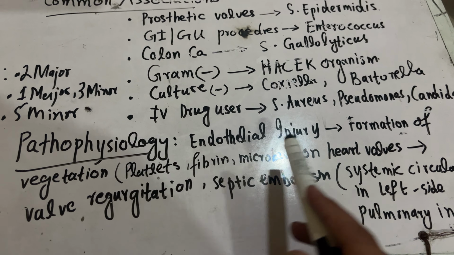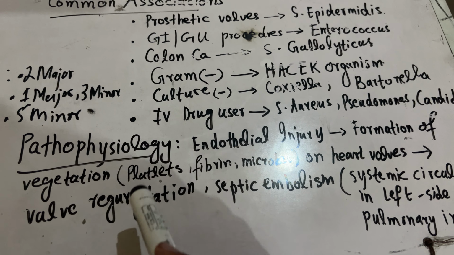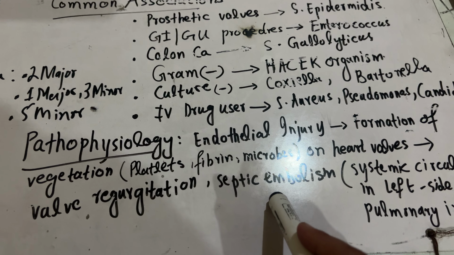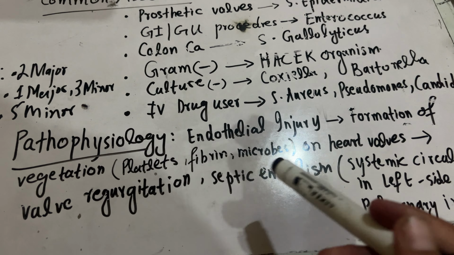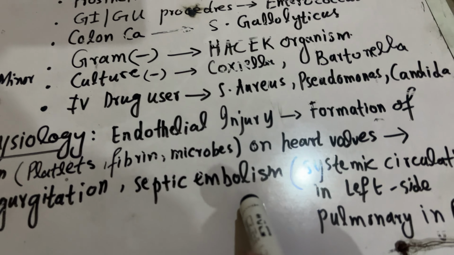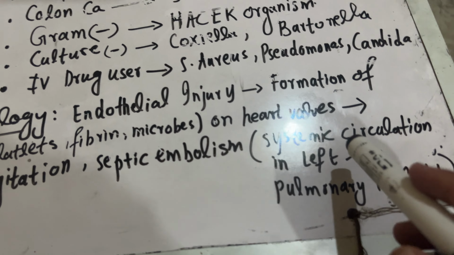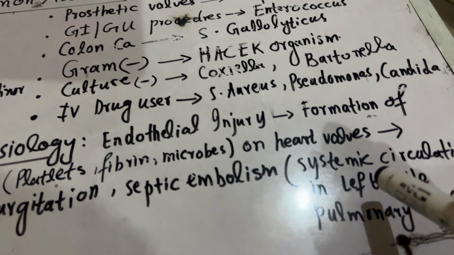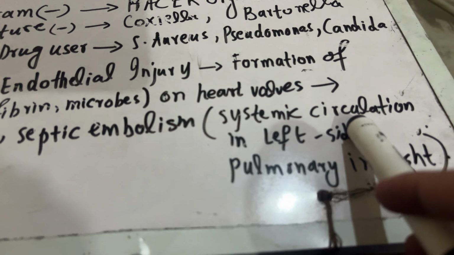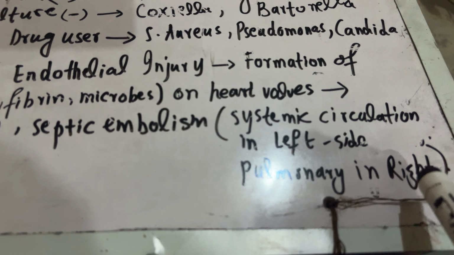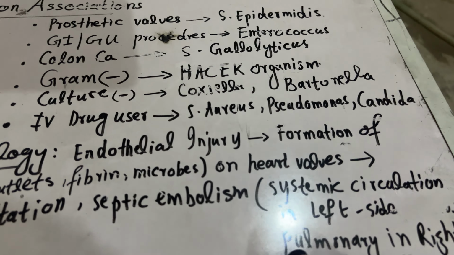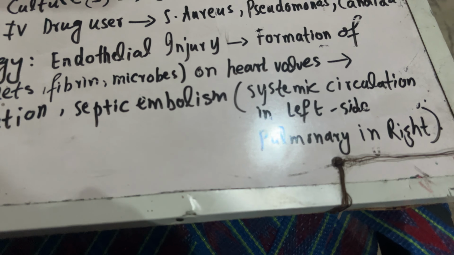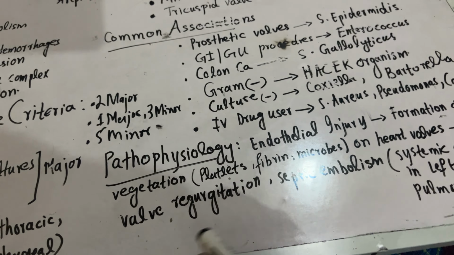These vegetations then lead to valve regurgitation, septic embolism, immunological phenomena, and vascular phenomena. If there is left-sided endocarditis, then there will be embolism to the systemic circulation. But if there is right-sided endocarditis, then the embolism will be pulmonary, to the pulmonary circulation. So this is about the pathophysiology.